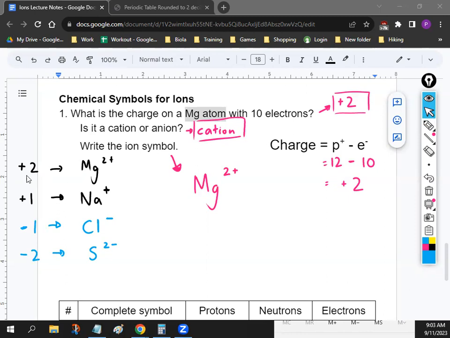Okay. So that's how you can write the charges for the ion symbols. The only thing you really need to worry about is the +1 and -1. You just put a plus sign or minus sign. Any questions about that? Hopefully not too bad.